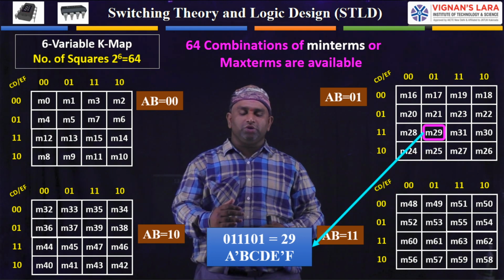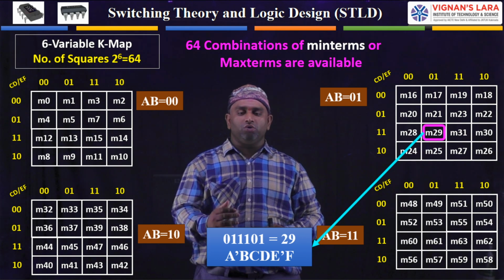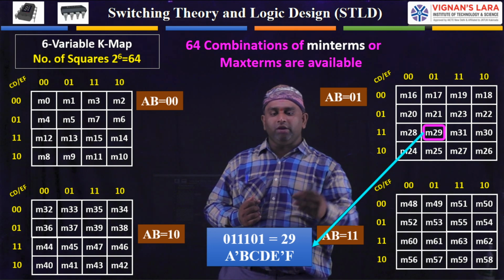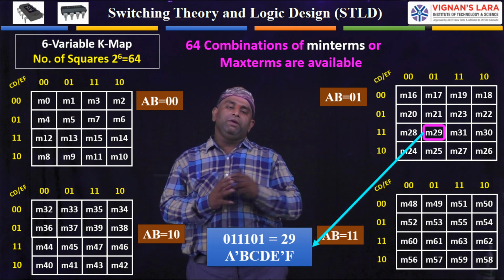So the first position value is equal to A. So A is equal to 0. For that you have written A bar. Next B, C, D. Next E bar. Next F. This is the min term identification.